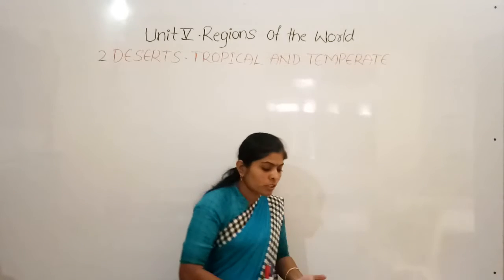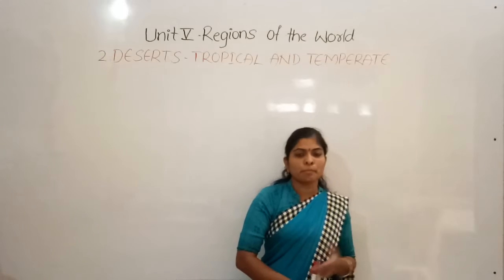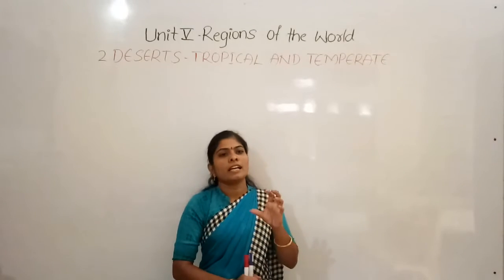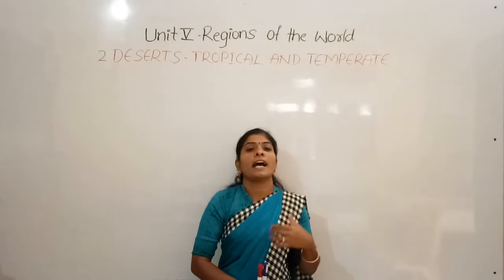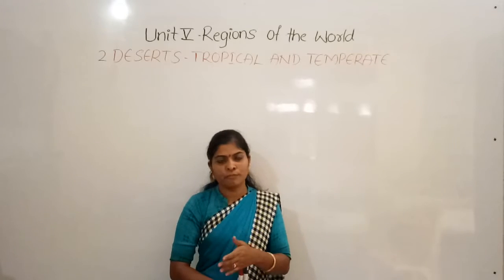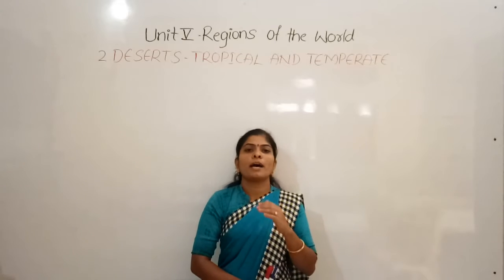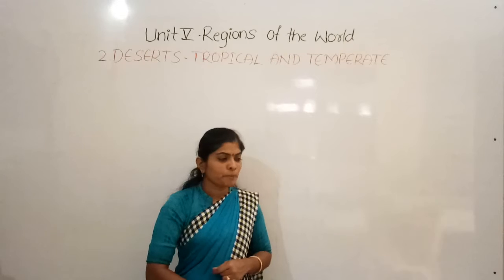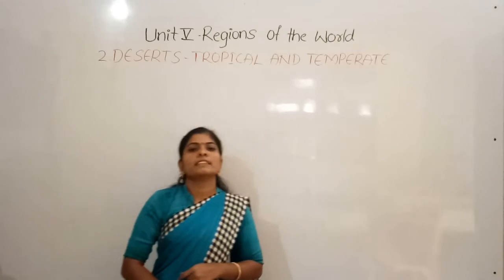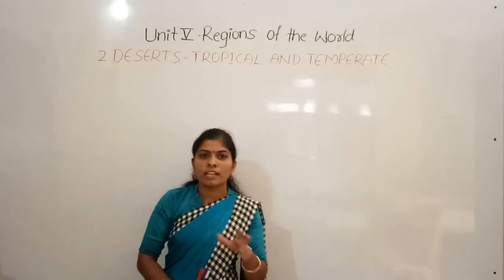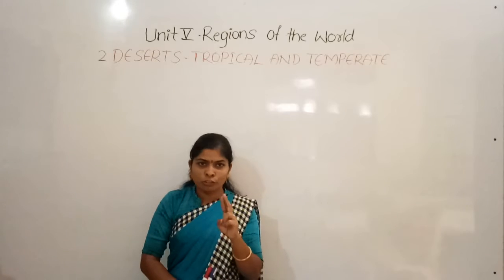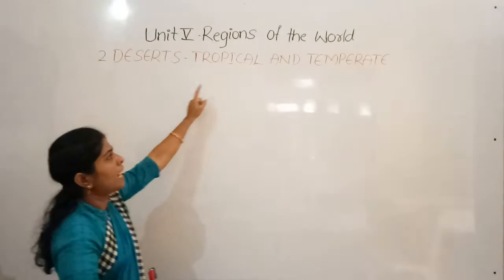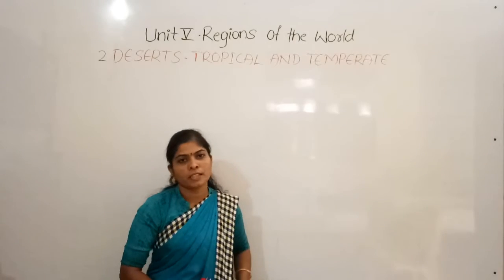So about these tropical and temperate deserts and their location, climate, and also the flora, fauna, and how is the human life in these regions, we can discuss in today's class, right? Deserts, depending on their location, are classified into two types: the tropical desert and the temperate desert.